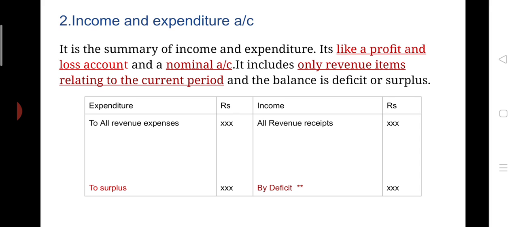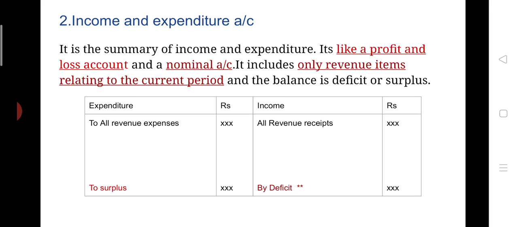Because of this feature, only revenue items are recorded in the income and expenditure account, just like a profit and loss account. In the profit and loss account also we have done the same thing. We write only revenue items. We never write capital items. Where will these capital items go? Capital items will go to the balance sheet.